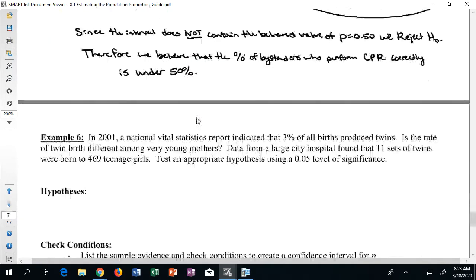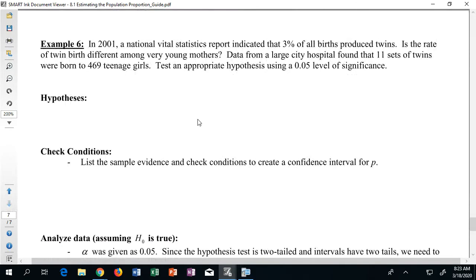Let's take a look at this one together. Example number 6, this is a new one. In 2001, a national vital statistics report indicated that 3% of all births produced twins. Is the rate of twin births different among very young mothers? Like maybe if a woman was to get pregnant very young, does she have an increased chance of having twins? Data from a large city hospital found that 11 sets of twins were born to 469 girls. Test the appropriate hypothesis using a 5% level of significance.